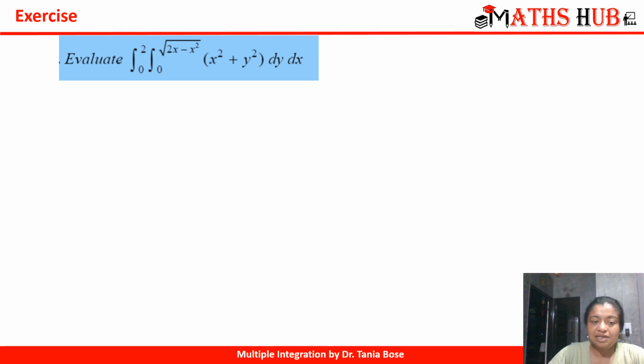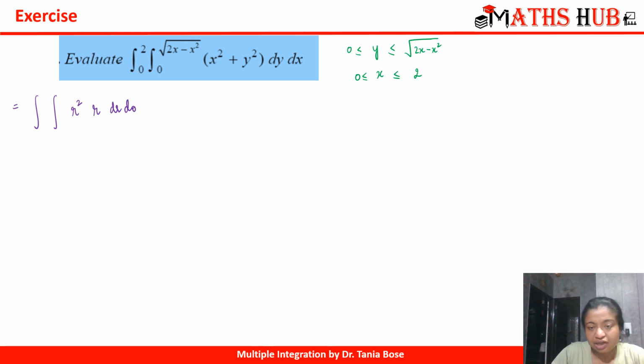We have to evaluate the integration from 0 to 2, integration from 0 to the root of 2x minus x square, of x square plus y square dy dx. Now let us try to convert the integrand first. X square plus y square will become r square. Now what is dy dx? It is the Jacobian, that is r dr d theta, right? Now let us find the limits of the integral. From the given question, the limits of y are 0 to the root of 2x minus x square, and the limits of x are 0 to 2.